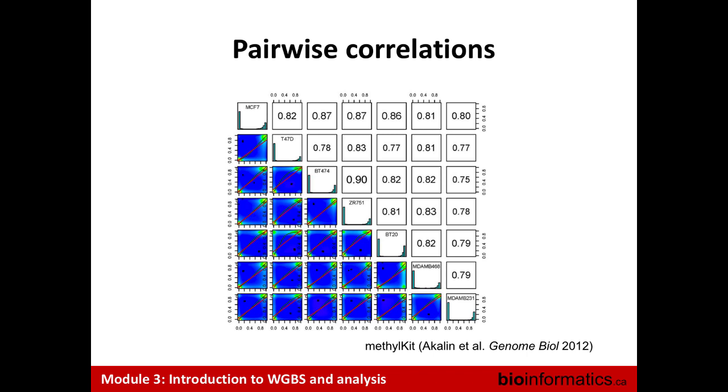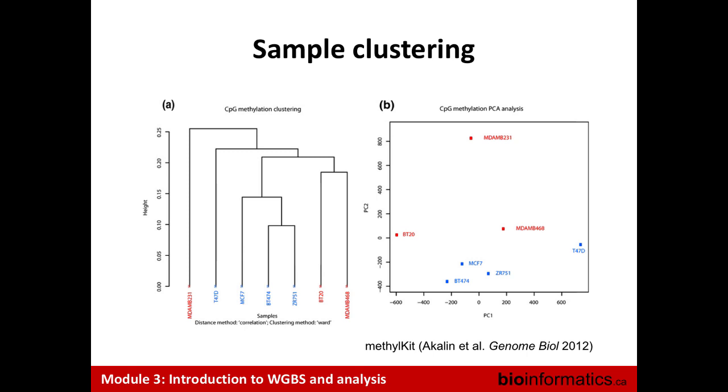I'm sure that if you have a cutoff where you only take CpGs that have sufficient coverage, then you would actually have a higher correlation between replicates and so on. This is all using a toolkit called MethylKit. You could do that directly in R, but there are a lot of routines implemented in MethylKit, again comparing different samples and seeing patterns that you would expect or not expect based on what you see.